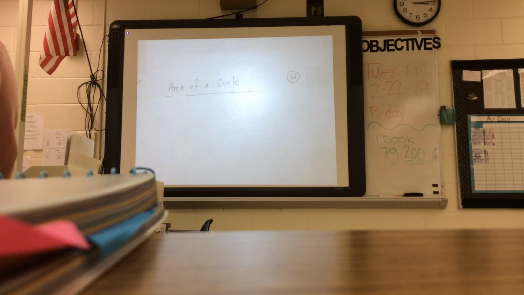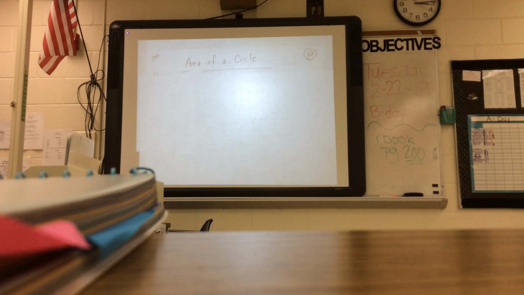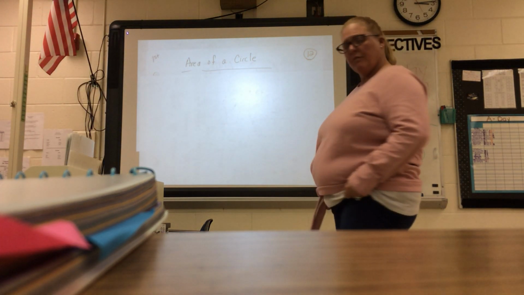I need everybody to get out a blank sheet of paper. First thing I want you to do is title your page. Area of a circle, number it page 12. This is page 12, Unit 5. So go ahead and do that. We'll wait a second.